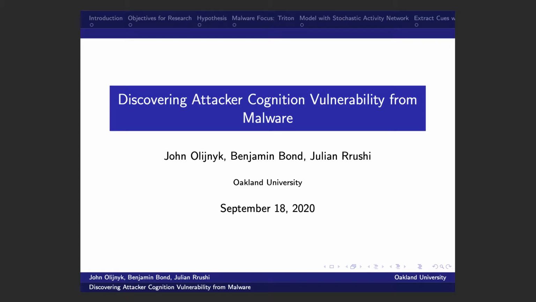Bond, and the topic of our research is discovering attacker cognition vulnerability from malware. Our research team includes John Olenek, I'm Ben Bond, and our advisor is Julian Rushi, and we study at Oakland University.